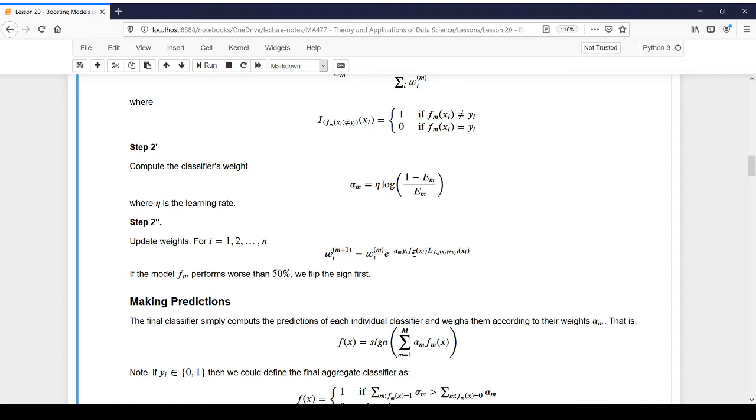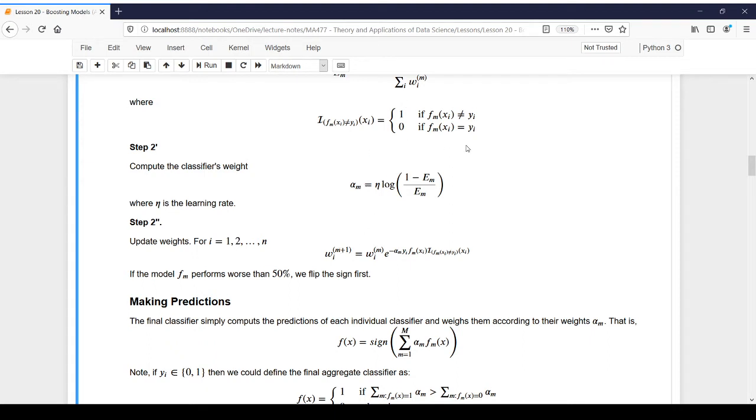So suppose the classifier f_m did really well. If the classifier did really well, then this alpha_m is going to be positive. So here alpha_m is going to be positive, y_i times f_m(x_i) is going to be negative. So this whole thing is going to be positive, and it's going to be bigger than 1, okay, because the exponent is positive. So the weights are going to increase. So in other words, the weights of the training samples that are misclassified are increasing, at least in the instance where the model is doing well.